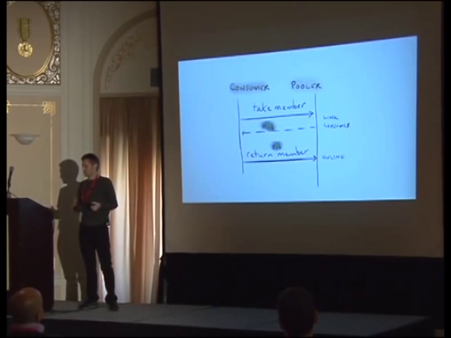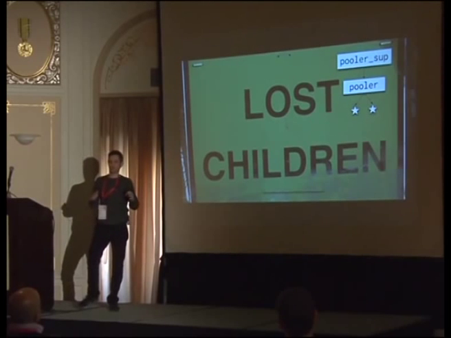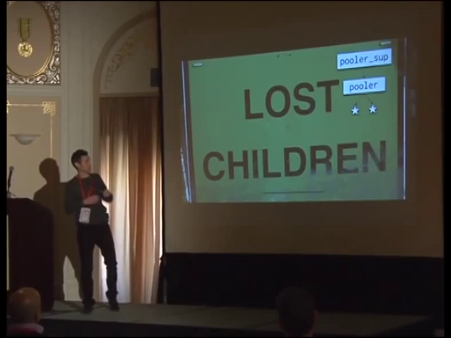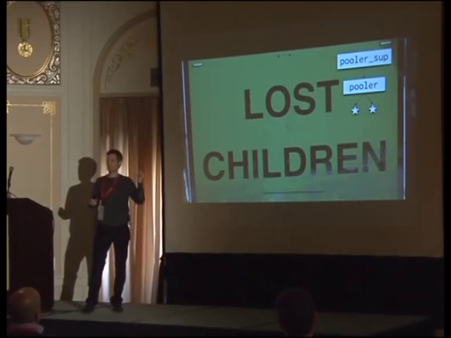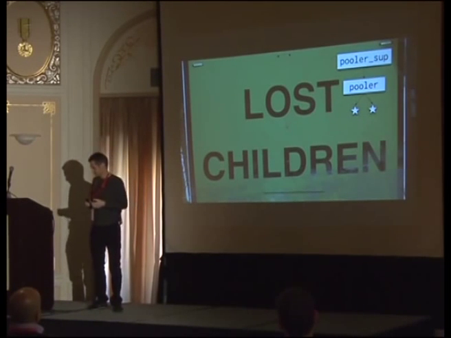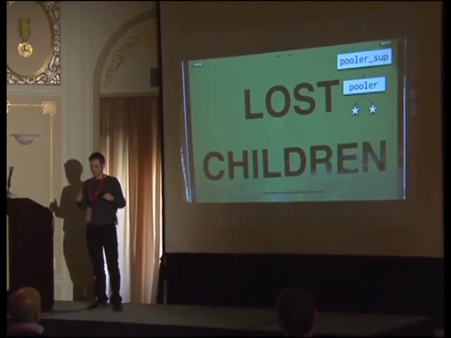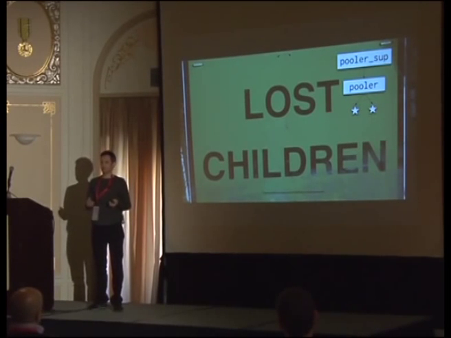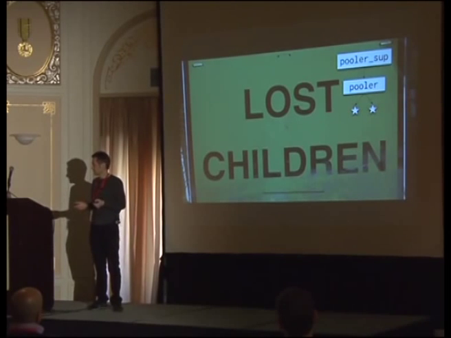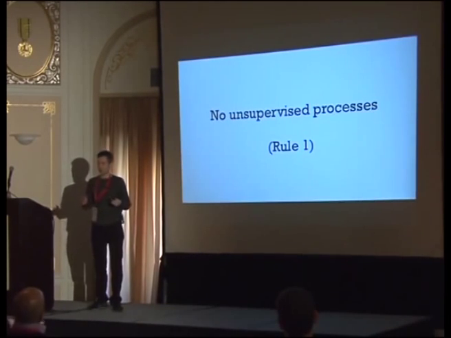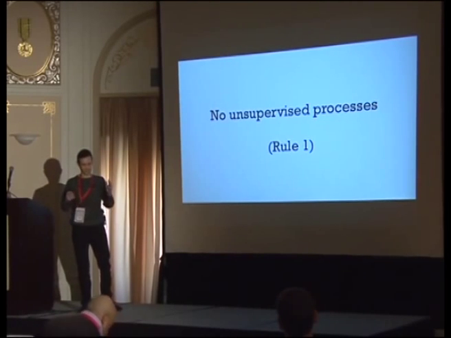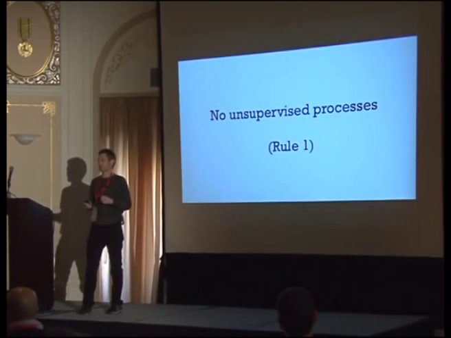What's the problem? What's the thing that's missing at this point? It's that we're not supervising these members. The gen server Pooler is starting them directly. And unsupervised children in your OTP applications is something that you should try and avoid if you can. So that was a rule to come across: let's try and not have any unsupervised processes.